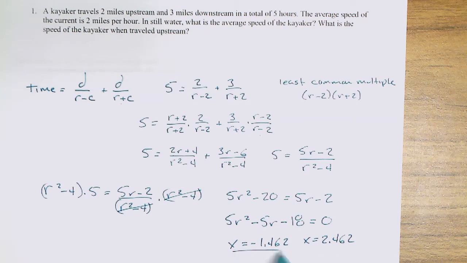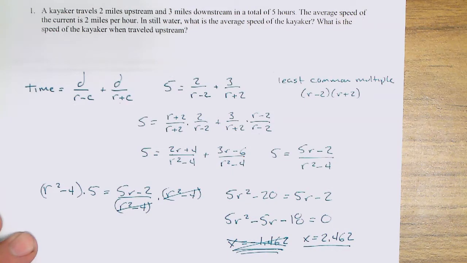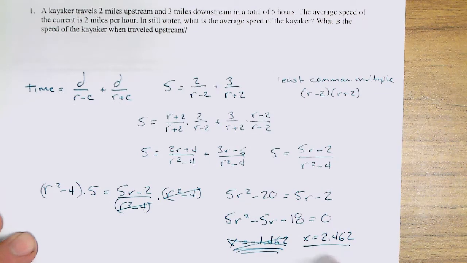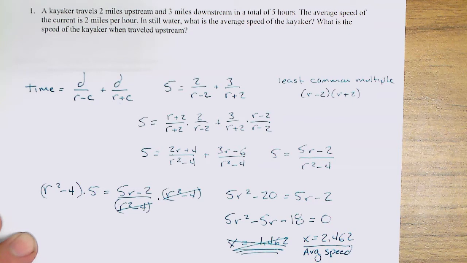Now, can we have a negative speed? No. This would mean that the kayaker is rowing backwards. So we will drop that one. And so our average speed of our kayaker in still water is 2.462. We can't have a negative speed, that means he's rowing backwards. Sorry about that. So this is our average speed of our kayaker.